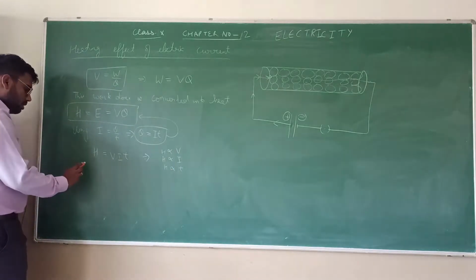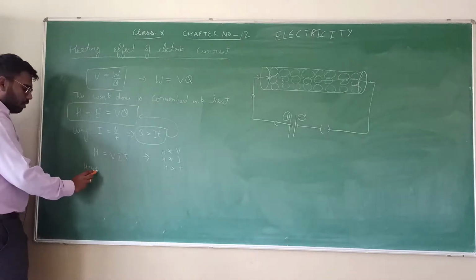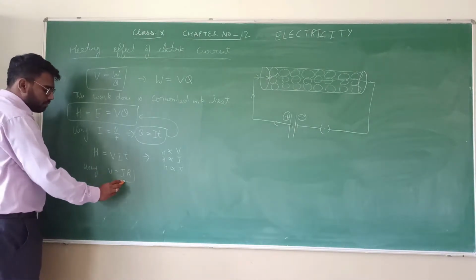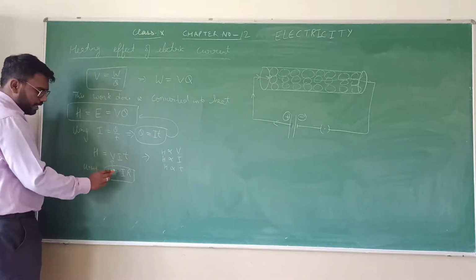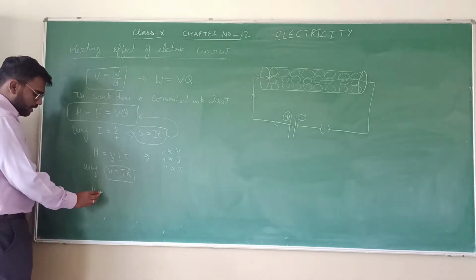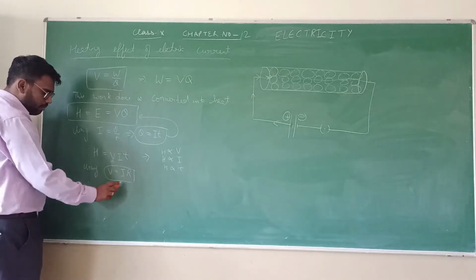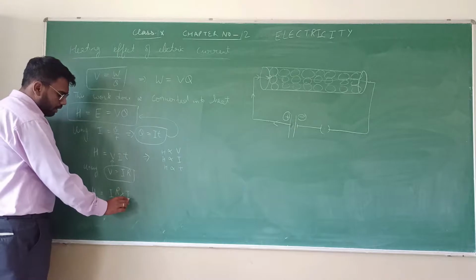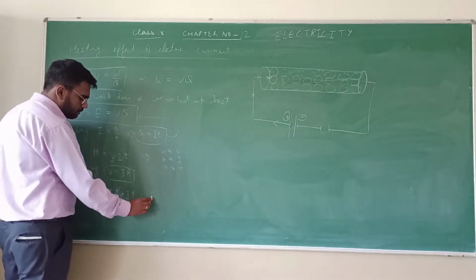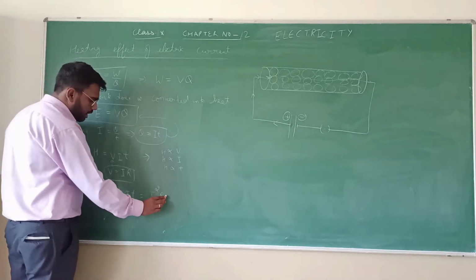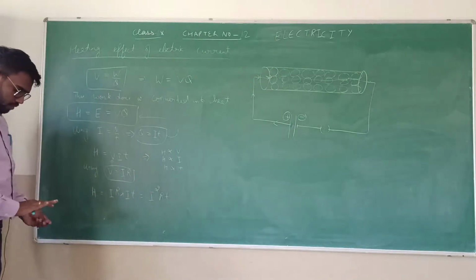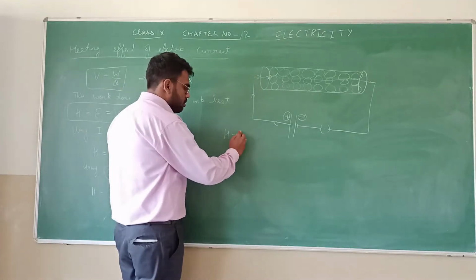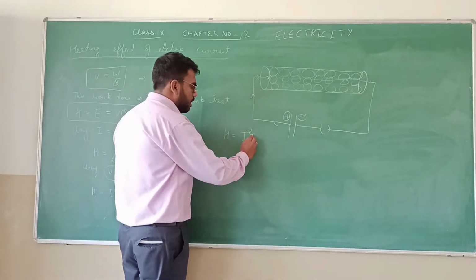If we use Ohm's law, I can put IR instead of V, and I will get one more formula. Instead of V we put IR, it becomes IR into IT, that is I square RT. So this is one more formula for heat. The formula is H is equal to I square RT.